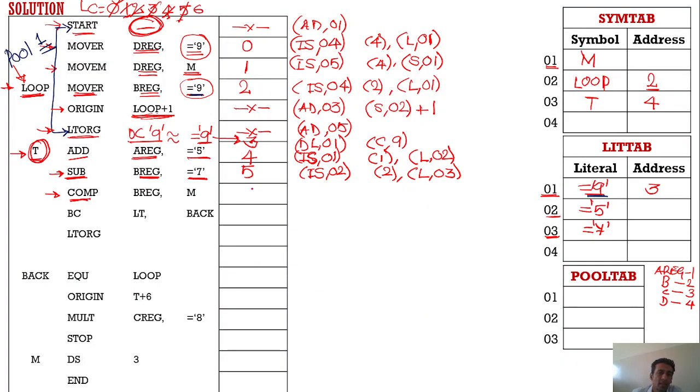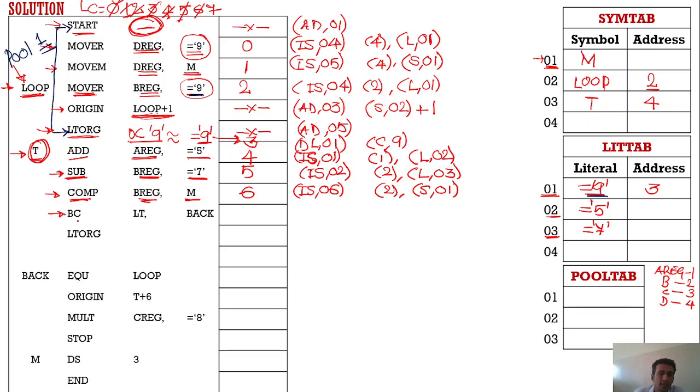So I should perform LC processing and I should write IS comma 06, then B register as 2, and M is a symbol, so I should check my symbol table, locate M, I will get to know its ordinal position is 1, so I should write S comma 01, and the length of this COMPARE instruction is again 1, I should update LC by 6 plus 1 to 7.